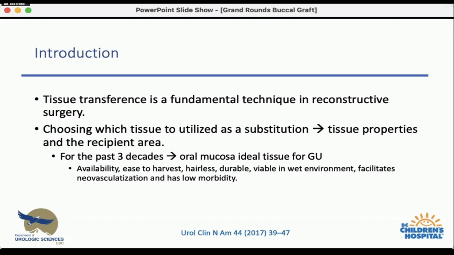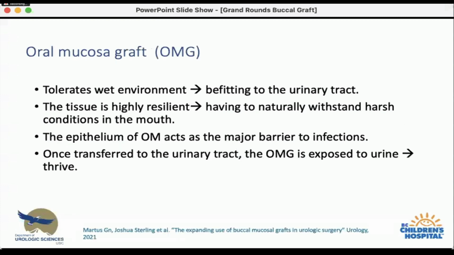So tissue transfer is a fundamental technique in reconstructive surgery, and choosing which tissue to use as a substitution material actually depends on the properties of the tissue and the recipient area. For years, reconstructive urologists have pursued the answer to which tissue is the best suited to be transferred into the urinary tract. And for the past 3 decades, the oral mucosa has been considered to be the ideal tissue. The oral graft can be harvested from the buccal, the labial, or the lingual mucosa, of course, being the buccal mucosa the most frequently used.